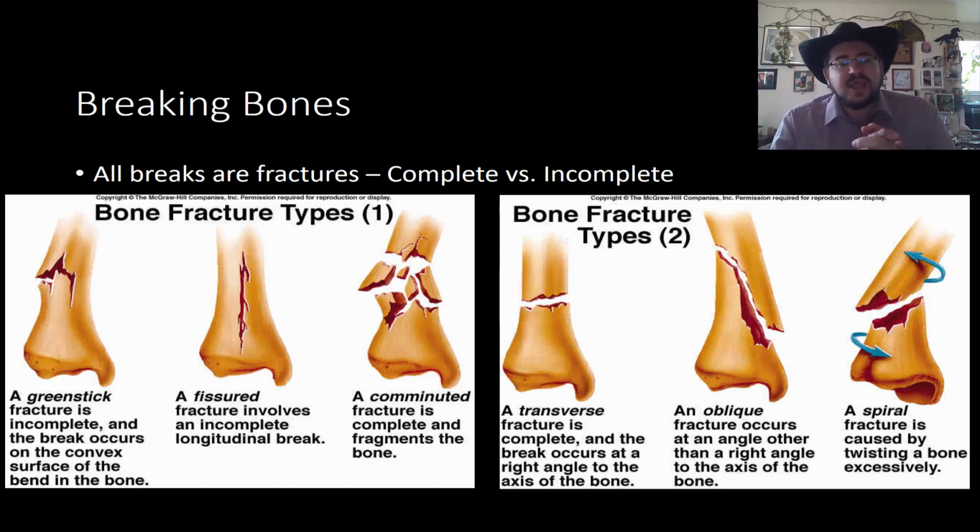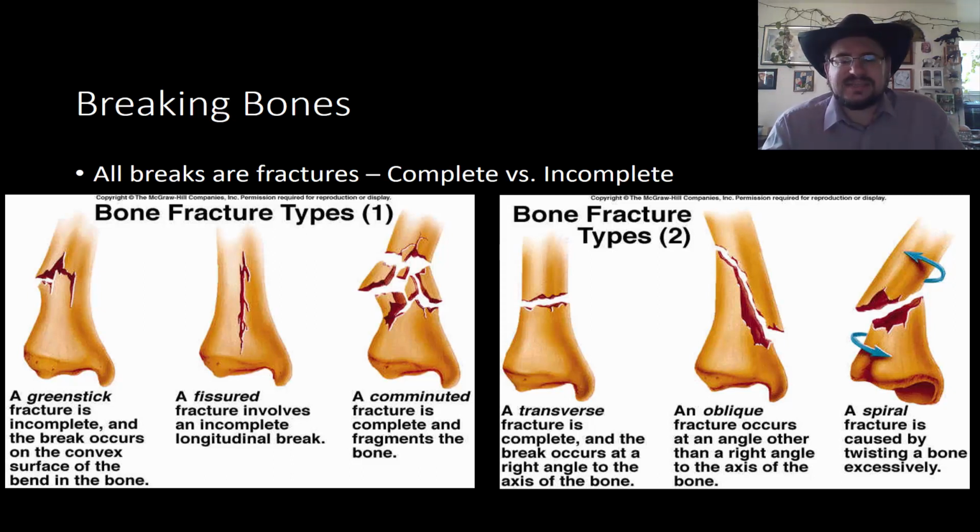A transverse fracture is sort of like the end point of a greenstick, right? It's a complete fracture through the bone, but you're not getting all those bone fragments. Oblique fractures occur at an angle other than right angles to the bone. So here's a transverse fracture, and an oblique fracture, sort of a diagonal fracture.